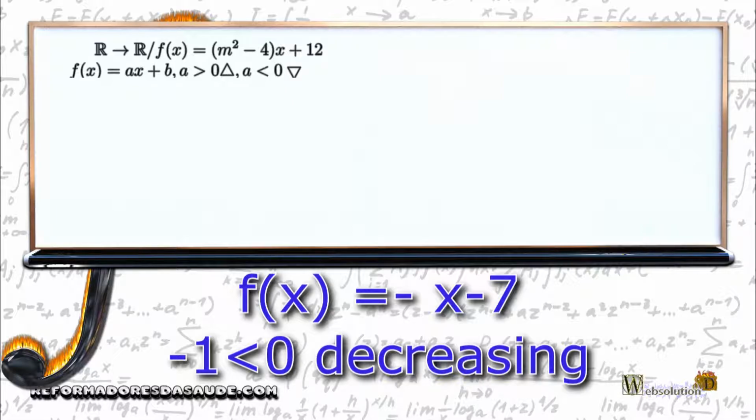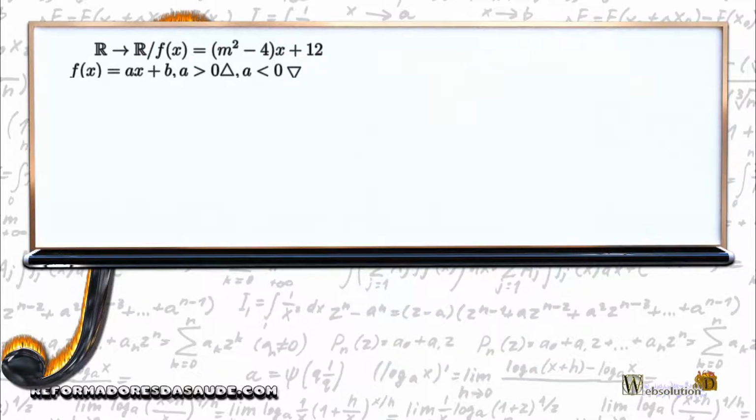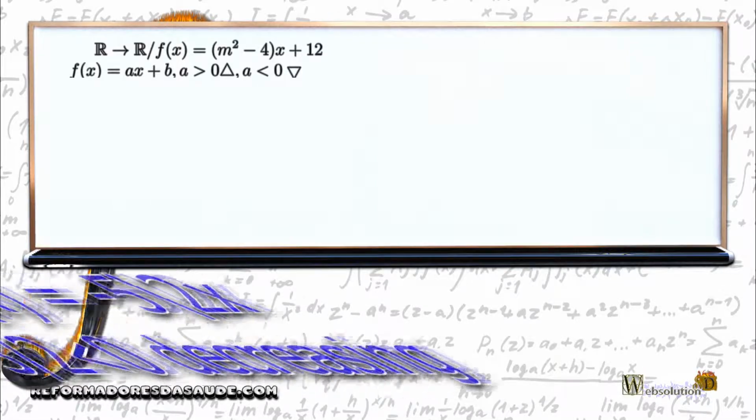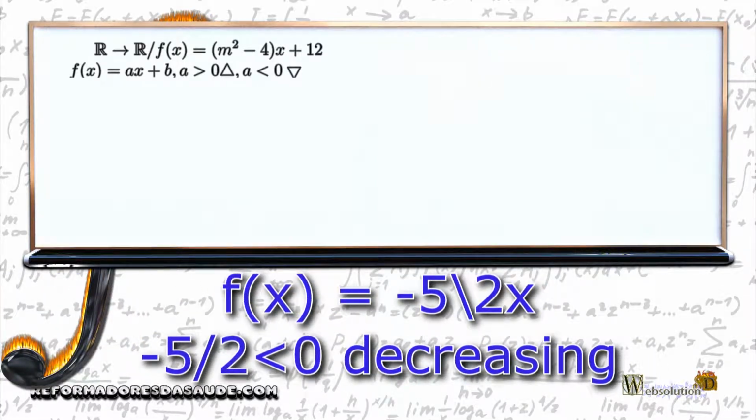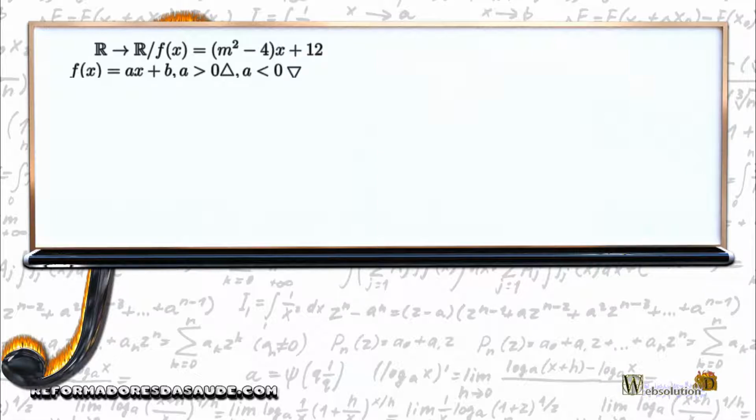Now that we know when the function is increasing or decreasing, let's go back to the initial exercise. Function f(x) equals (m squared minus 4) multiplied by x plus 12. We see that a is represented by the following expression: m squared minus 4.